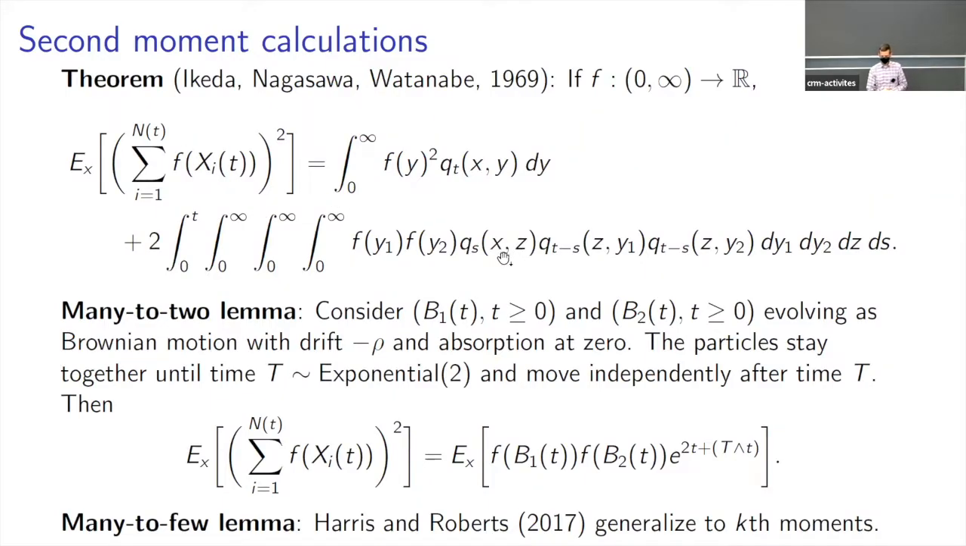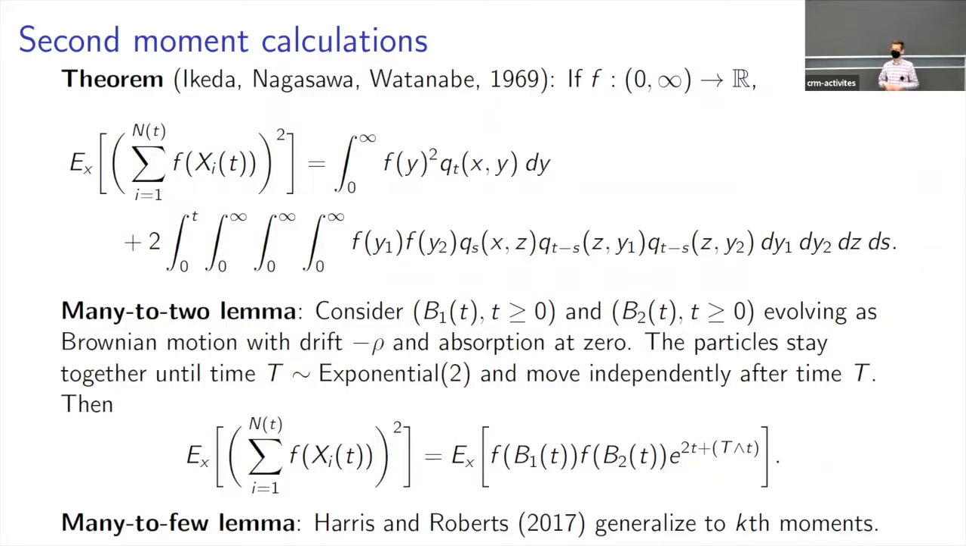A particle has to go from x to some location z in time s. A particle has to go from z to y1 in the remaining time t minus s. And then the other particle produced at the time of this branching event has to go from z to y2 in time t minus s. If we integrate that against the time s of the branching, the location z of the branching, and the locations y1 and y2 of the two particles, we do get a formula for this second moment.